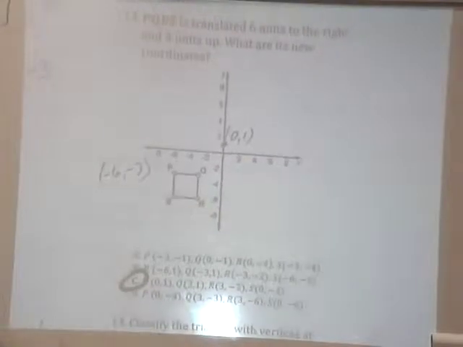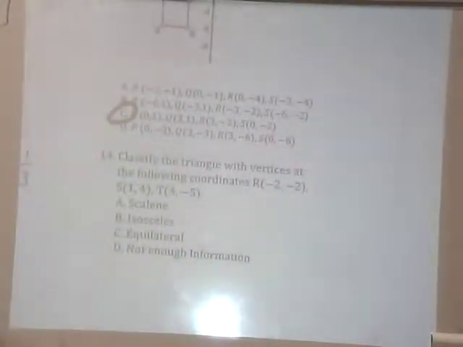All right, 14. Classify the triangle with vertices, and they give us the 3 vertices, R, S, and T. And look down at our answer choices. Scalene, isosceles, equilateral.